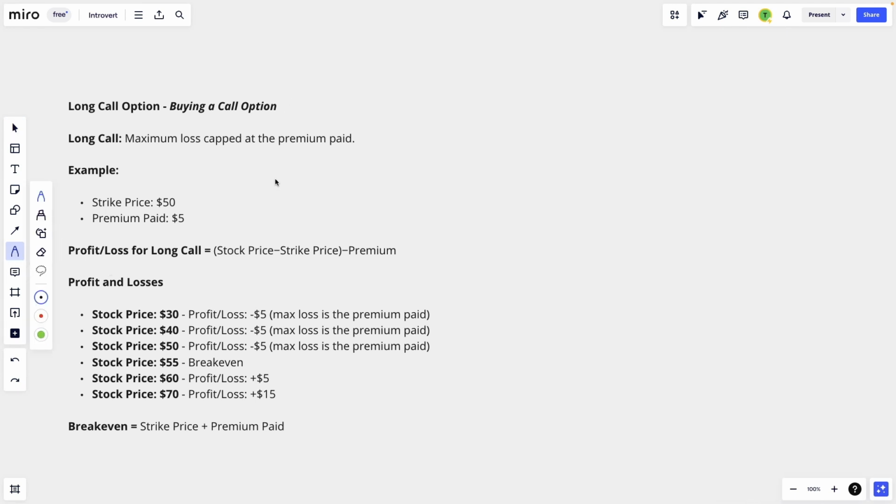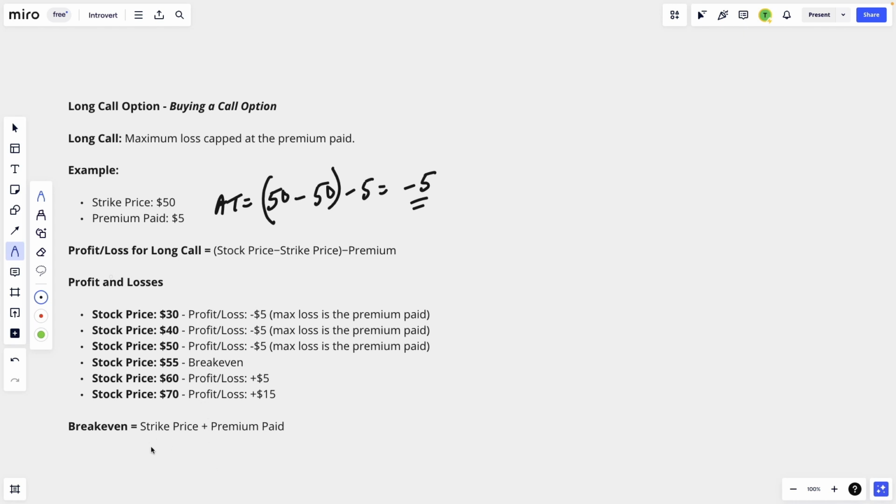So for this one, at the money, the stock is 50, the strike price is 50. So we're going to lose $5. So again, your max loss is going to be $5 there. So 50 minus 50 is 0, minus 5 is minus 5. So at $50 at the money, you are still going to lose the premium because you would not exercise that option. But now when the stock price gets up to 55, this is our break-even point.